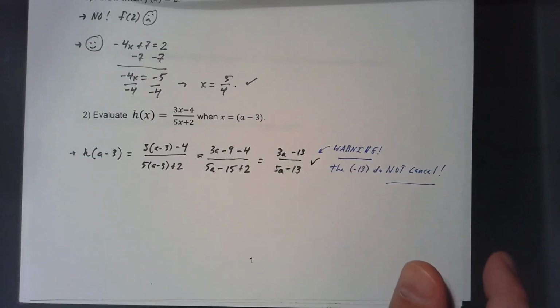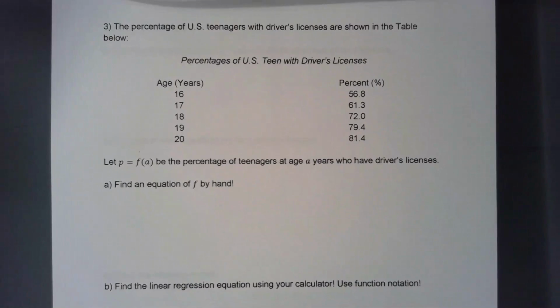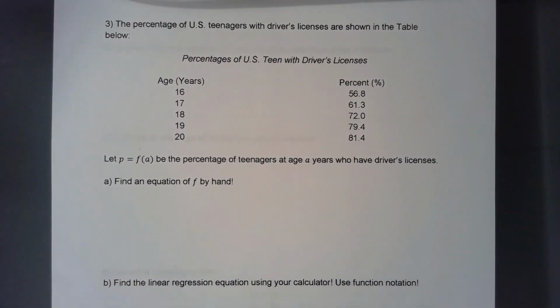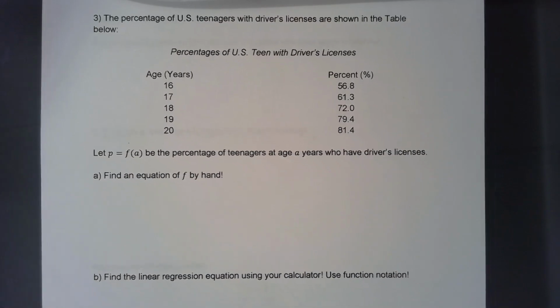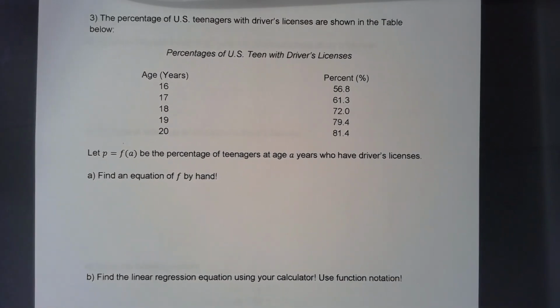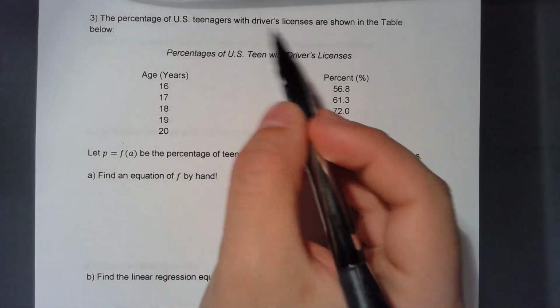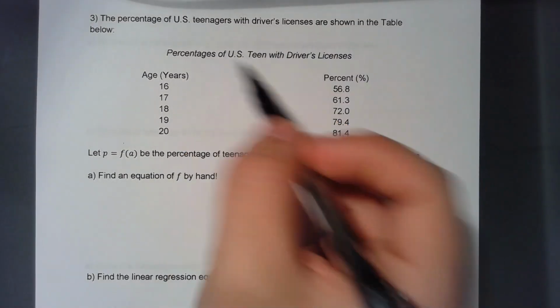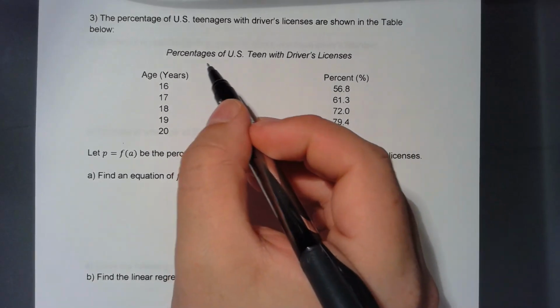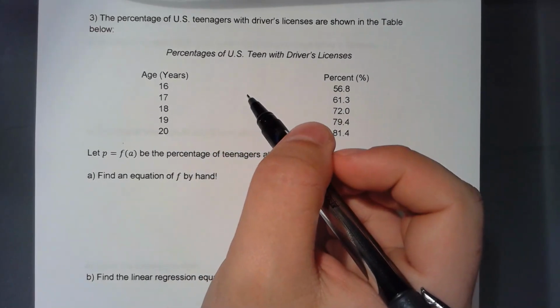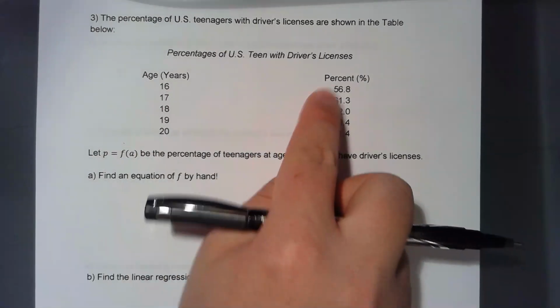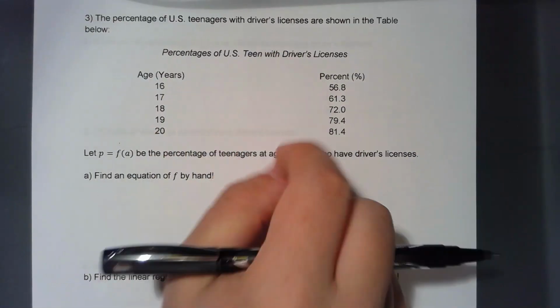All right, page 2. So here's a modeling problem. I did say I would put one on the exam, and I said it's very likely you're going to see a modeling problem in the test. So the percentage of U.S. teen drivers with driver's licenses are shown in the table below. So here's the age, and here's the percentage of that age that have driver's licenses in the United States.